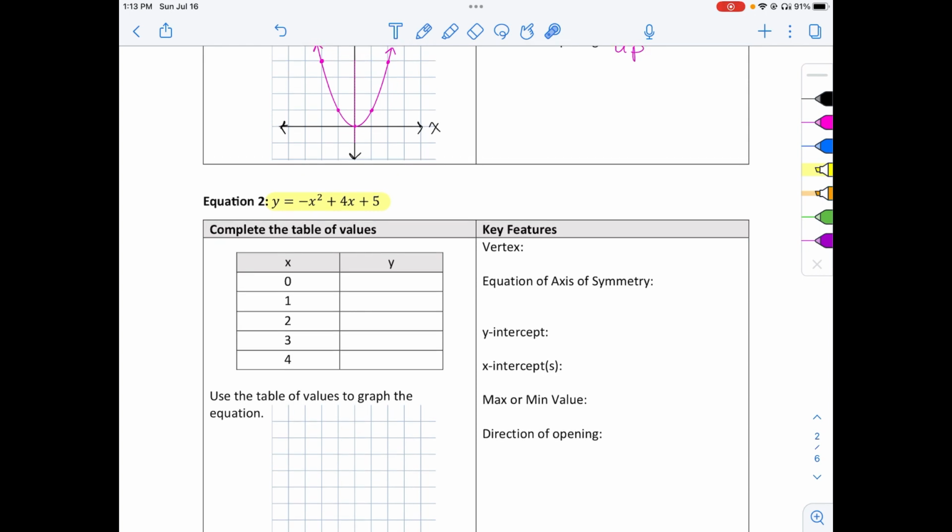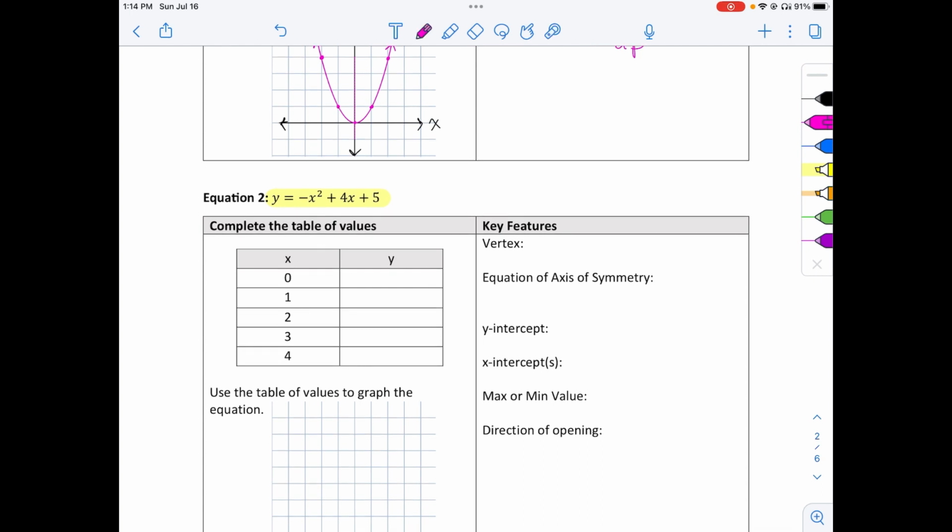Because I have negative x squared here, following BEDMAS, you're going to square the number first, to the power of 2, and then you're multiplying it by negative 1. If there were a bracket around this, then it would be the negative of whatever your x value is, squared, which would give you a positive answer, but it's not. So this is x squared, positive answer, times negative 1, negative answer.